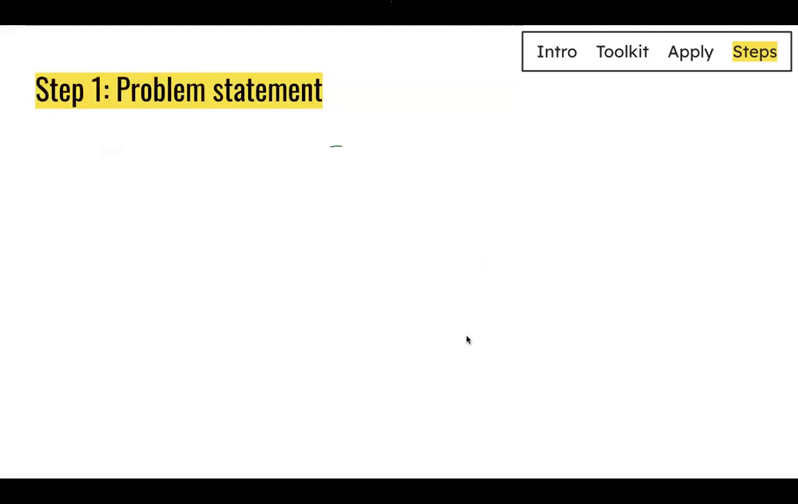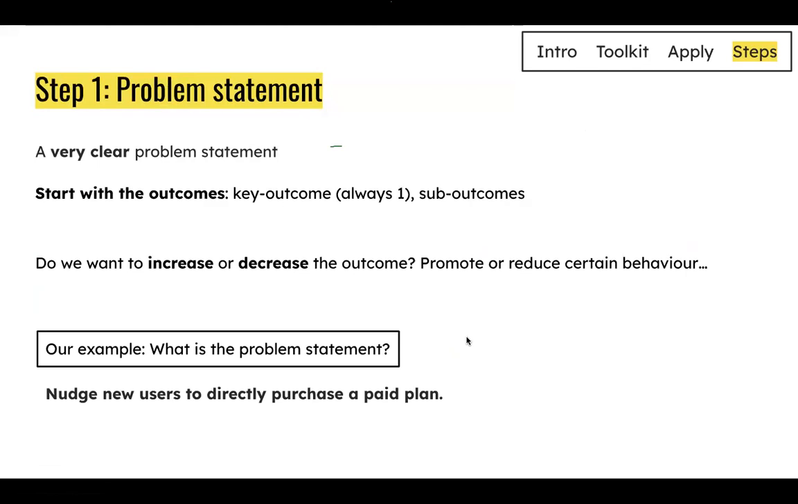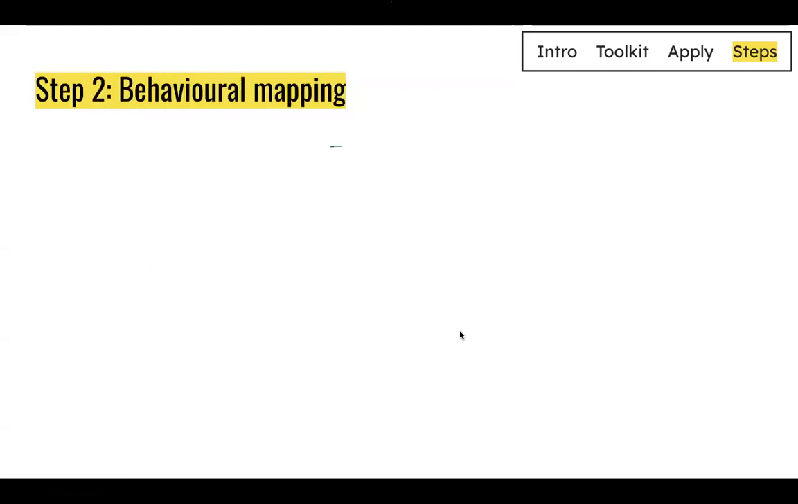So cool. So that's defining your problem statement. So you want to nudge users to directly purchase a paid plan and not go with the trial of the free plan, right? Okay, so the next step is behavioral mapping. This is something we're going to do together now.